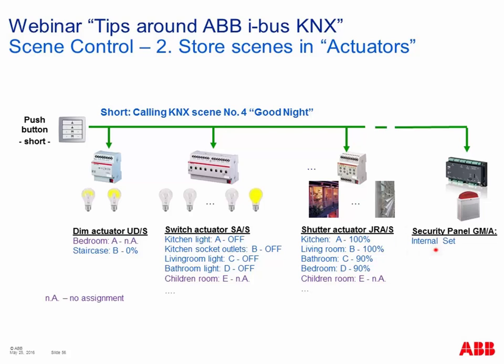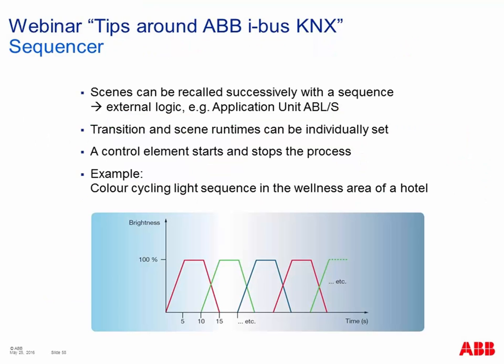And the security panel follows the command, and our system goes internal set during the night. And in the morning, when you wake up, call the good morning scene, which is maybe scene number 6. Some lights go on. For example, here the socket outlets in the kitchen, but all other lights are still off. The shutters and the blinds in the living room and bathroom drive to the up position, and the security panel goes unset. Good, so far a small example of how to use the comfortable features of the scenes in an actuator.